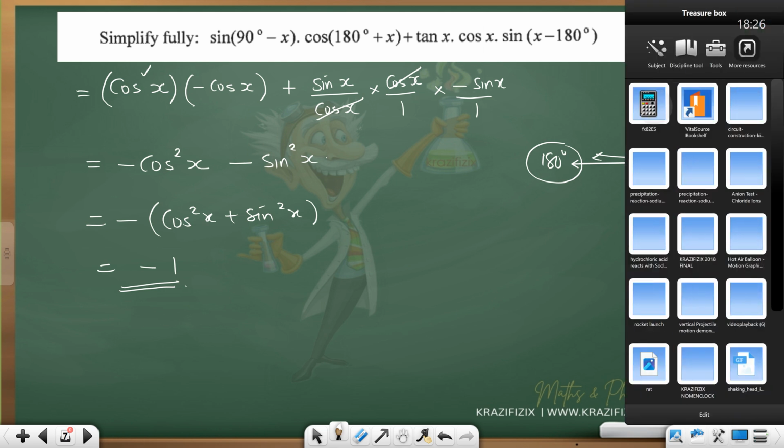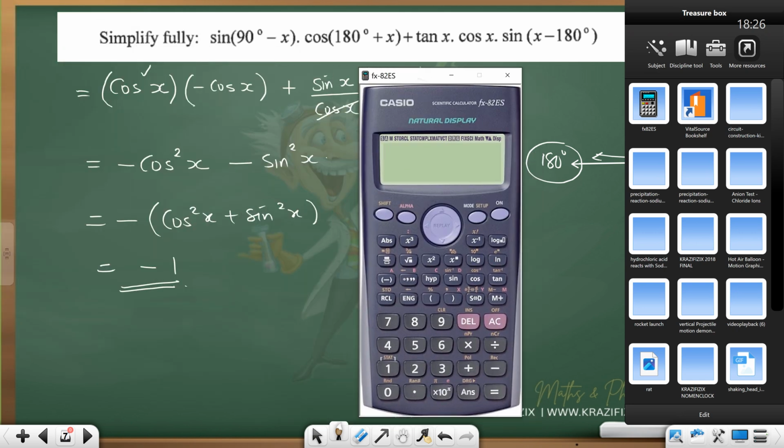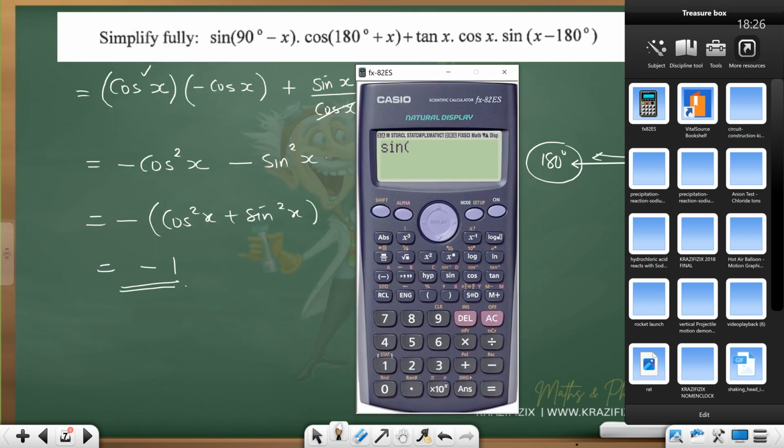Let me show you that we are perfectly correct, everybody. Look at this equation. I'm going to type it in. Give me a value. I'm going to use 10 as my x, because if I use 1, some of you think that's why I'm getting 1. Let's use 10. I just want to test if we are correct. Cos 180 plus 10 plus tan 10 times sine 10 minus 180, negative 1. Perfectly correct.